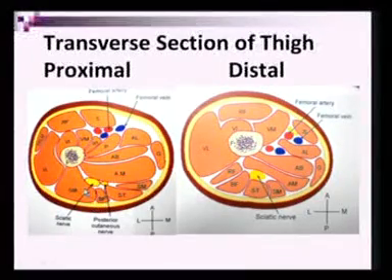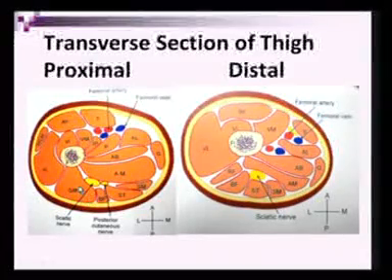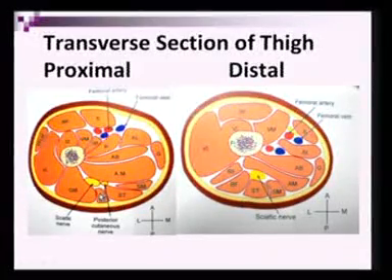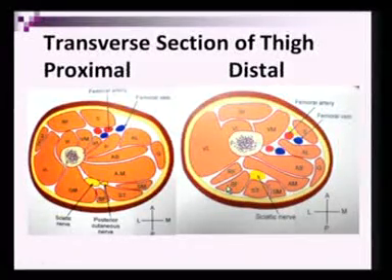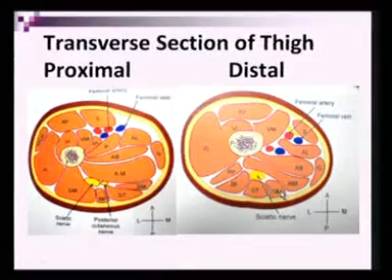In the proximal part, this is the gluteus maximus, which is lying posterior to it. This is biceps femoris, and the posterior cutaneous nerve of the thigh is going alongside. And in the lower part, the biceps femoris is present on the lateral side, and this is semitendinosus and semimembranosus muscles.